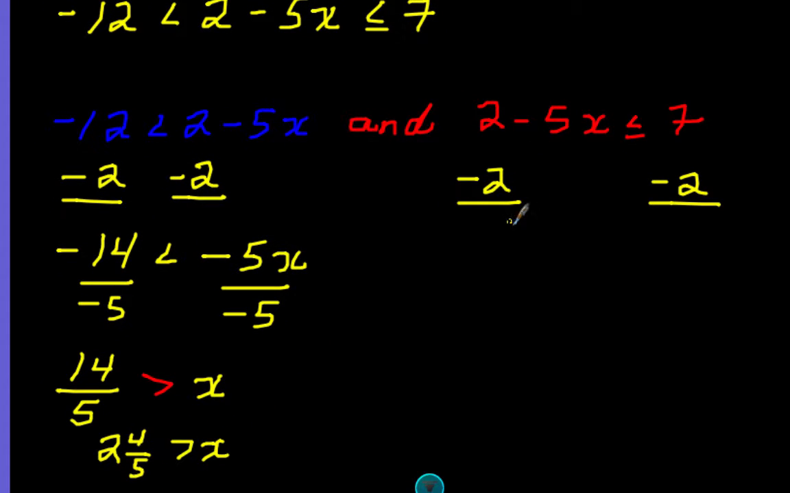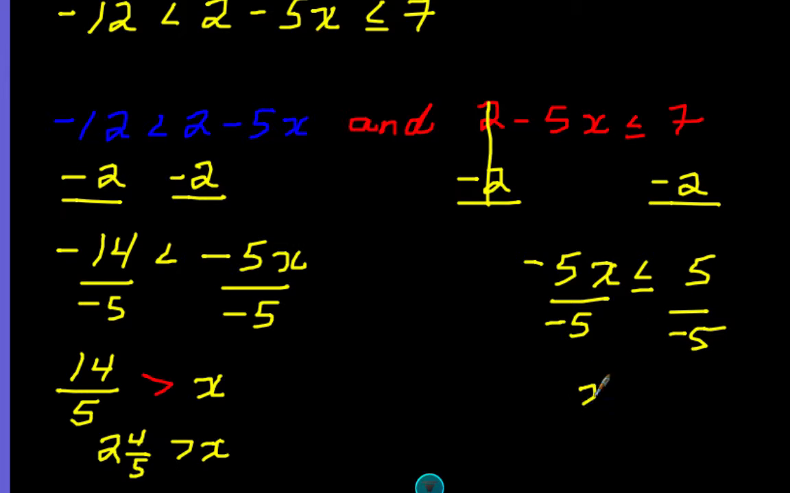On the left side here, or on the right side, these become 0. 7 minus 2 is 5, so we have 5x is less than or equal to 5. So divide everything by negative 5, and we have now x is going to be greater than or equal to negative 1.